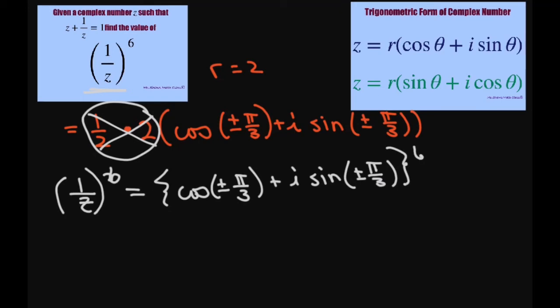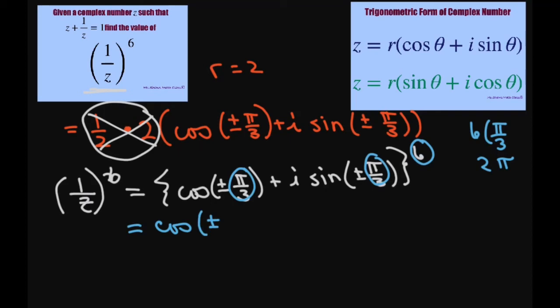Now, using this, all you do is take this 6 and multiply this. So what happens when you multiply 6 times pi divided by 3 gives you 2 pi. So basically what we're left with is cosine of plus or minus 2 pi, and then plus I times sine of plus or minus 2 pi. All right, now what's going to happen? Oh, where's my sine? Let's do the sine. Sine of plus or minus 2 pi.